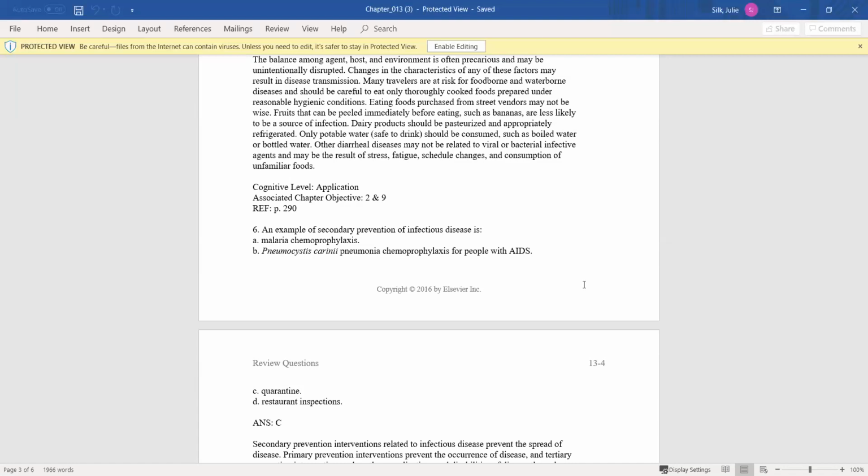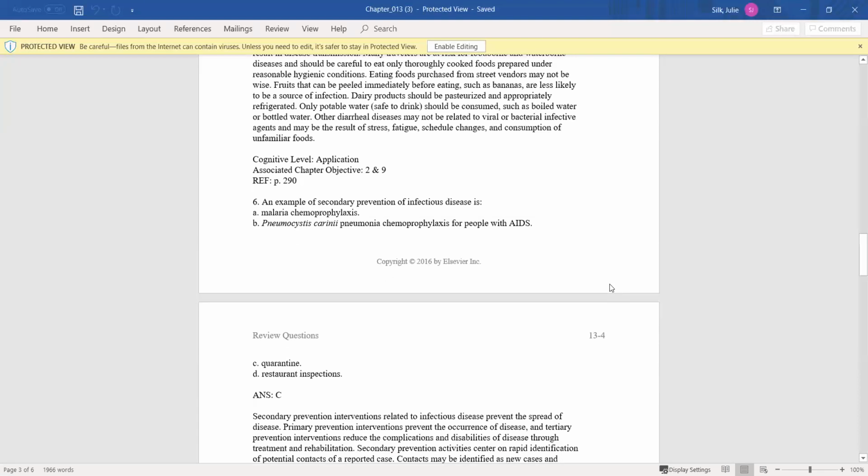And then tertiary, what's an example of that? What would you be doing with tertiary? Usually tertiary is always like has something to do with rehab. So look down here, it says tertiary prevention interventions reduce the complications and disabilities of disease through treatment and rehab. So that's kind of how I want you to think of those three things.